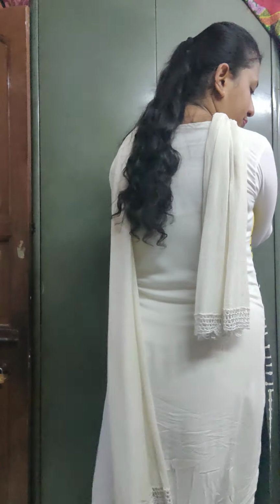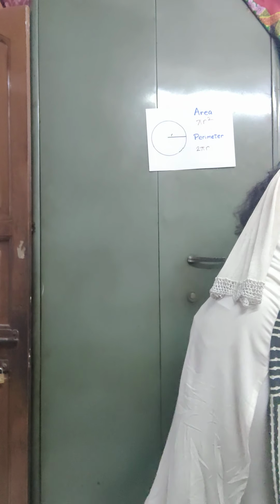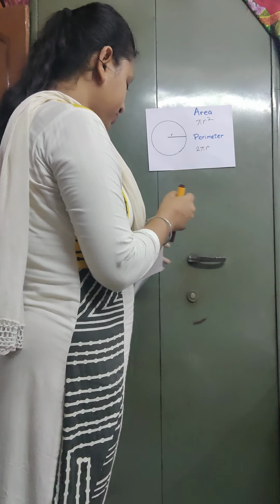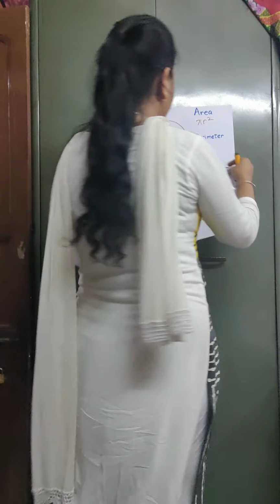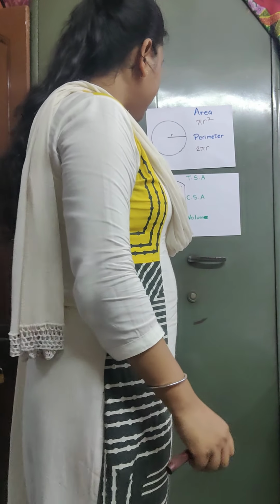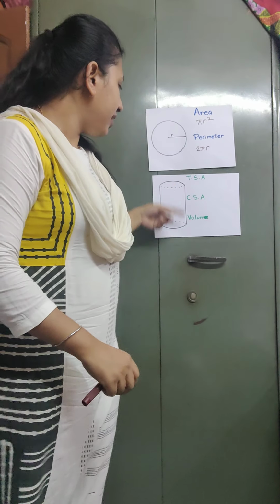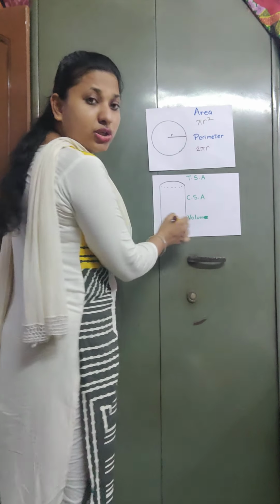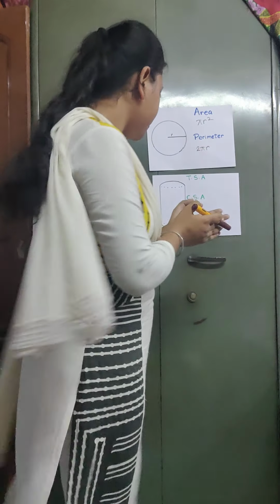Now, likewise, we can go for a cylinder shape. The cylinder shape is the combination of a rectangle and two circles. First circle over here, second circle over here. Two circles plus a rectangular object, right?